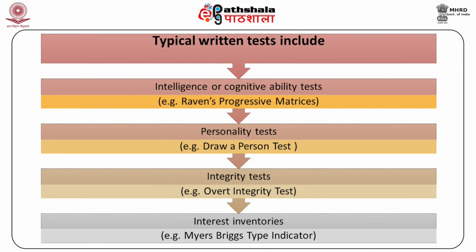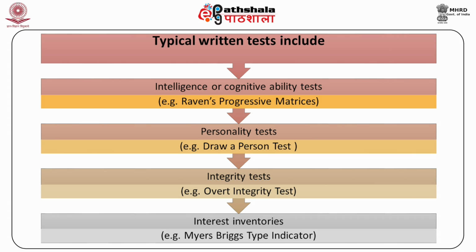In the substantive selection process, if the applicant passes the initial screen, next he goes to the substantive selection methods. This is the process that includes written tests, performance tests and interviews. Written tests, as all of us are aware, are paper-pencil tests that are most frequently used. Typically, the written tests include intelligence tests or cognitive ability tests. For example, we can talk about Raven's Progressive Matrices.